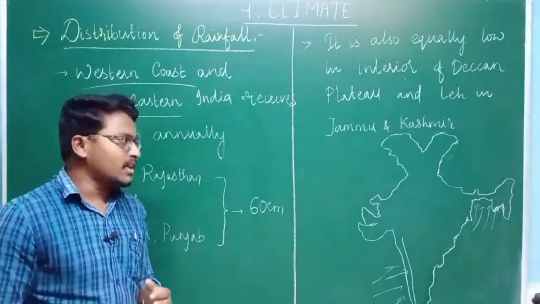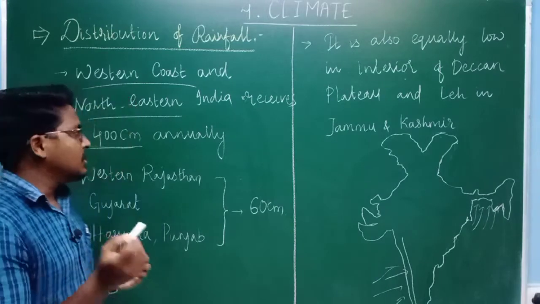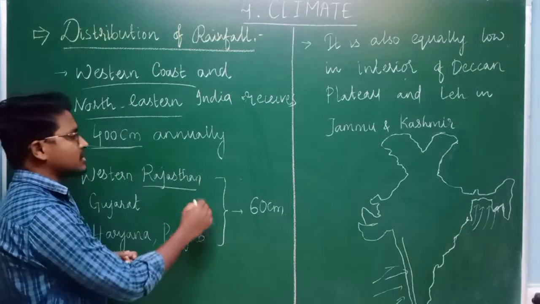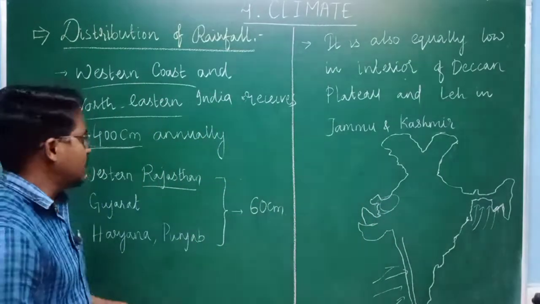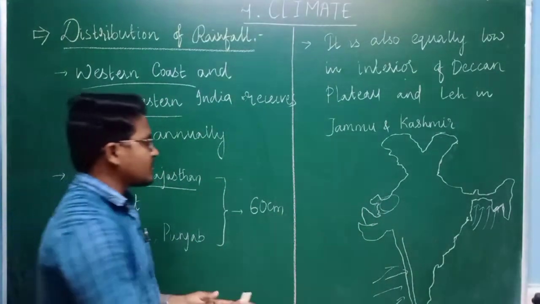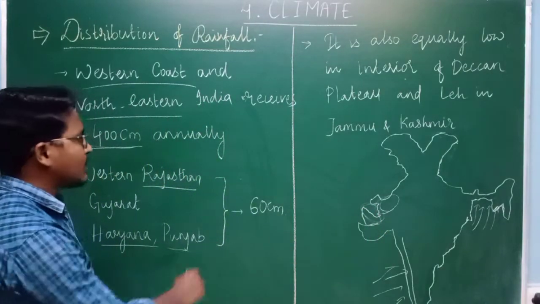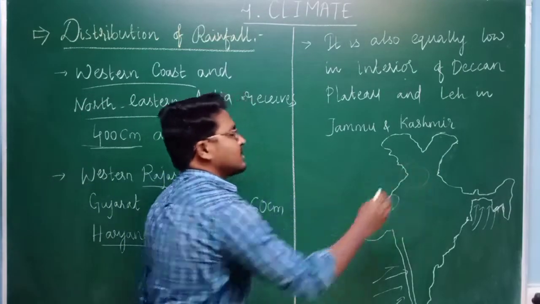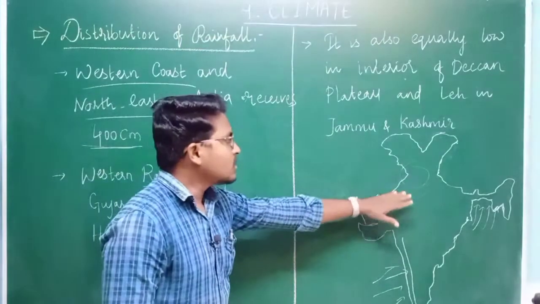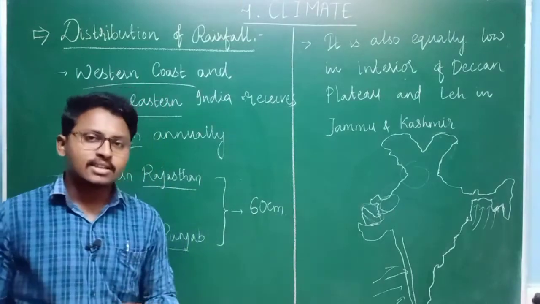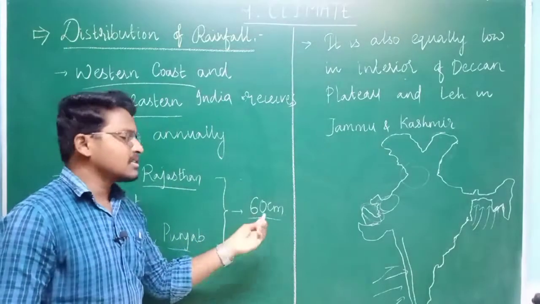But at the same time, there are some places which receive a very small amount of rainfall. For example, take western Rajasthan, where the Thar desert is located, and some parts of Gujarat, then Haryana and Punjab, which are located in this region. All these regions are mostly located in the northwestern part of the country, which receives a very small amount of rainfall annually, which is 60 centimeters.